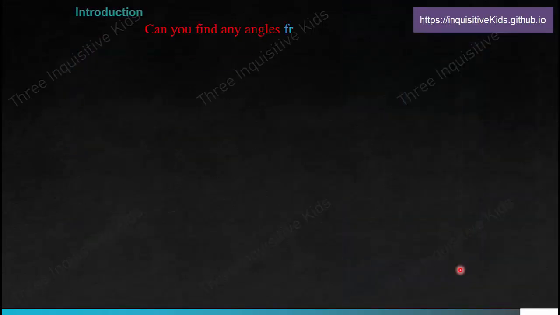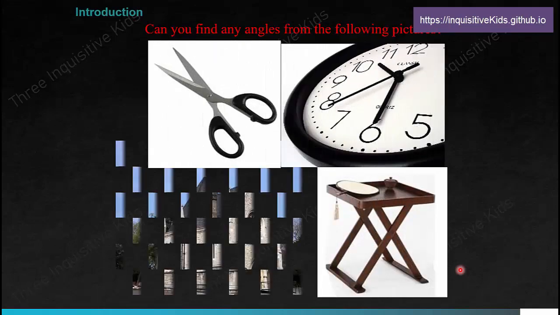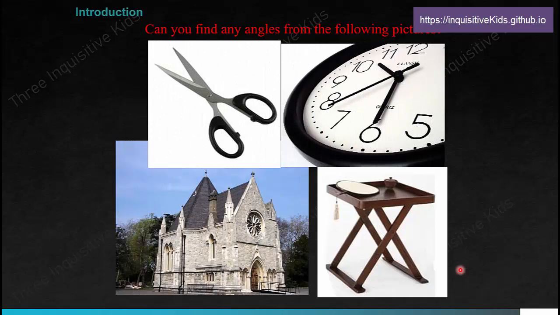So here's an introduction. Can you find any angles from the following pictures? Here are some pictures. Now I want you to find any angles you can see. Well, the first one, of course, there's the blades of the scissors. Those are an angle. Another one, there's the arms of a clock. That's an angle. The rooftops of a castle. That's an angle. And how a table's legs cross each other is an angle.